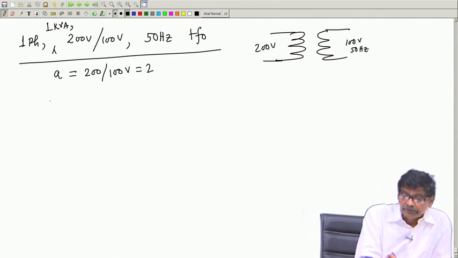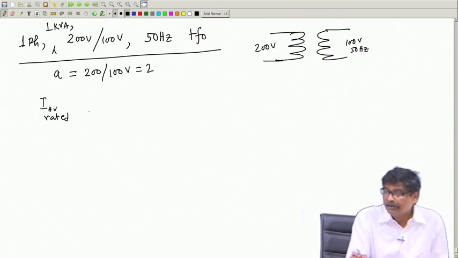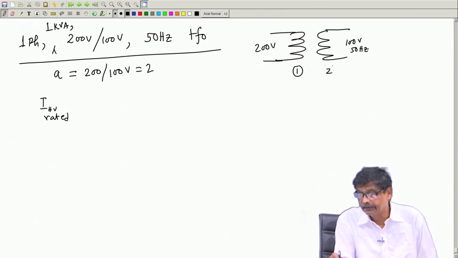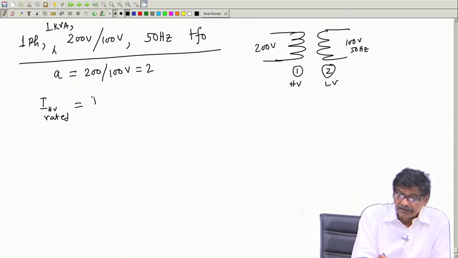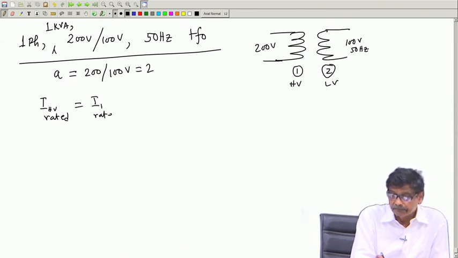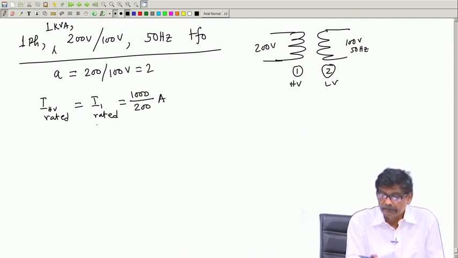I also told you that the HV side rated current, which I will call side 1, and this is side 2, HV side and this is LV side, that is I 1 rated, is equal to 1000 divided by 200, so much ampere. This I can immediately calculate. So how much will it be? 5 ampere.